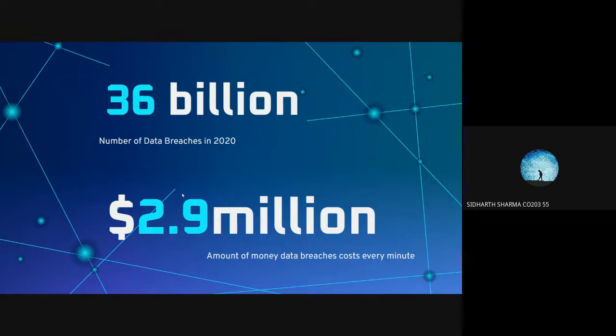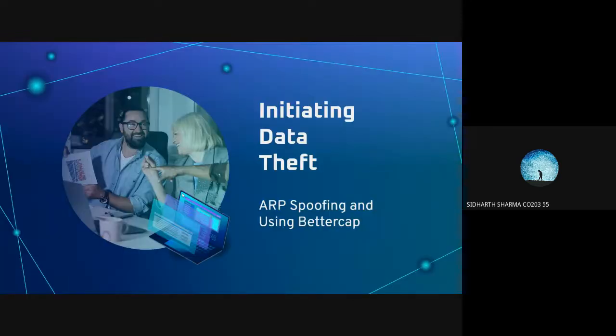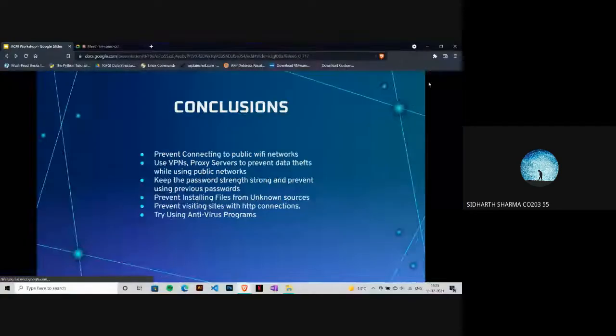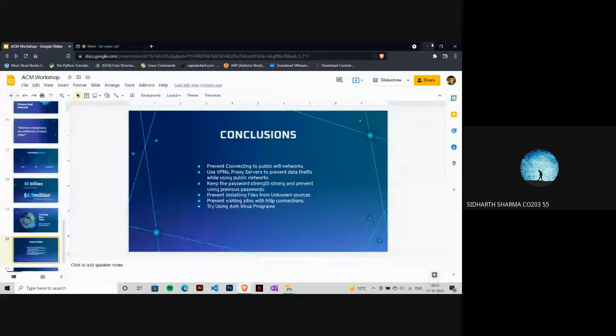the free VPNs. So this is a number of data breaches that happened in 2020, 36 billion, and the amount of money that data breaches cost every minute, that is $2.9 million. So that's a lot of loss. And yeah, companies are definitely looking towards brilliant minds in cybersecurity to protect themselves from such losses. All right, so we'll head back to conclusions later.